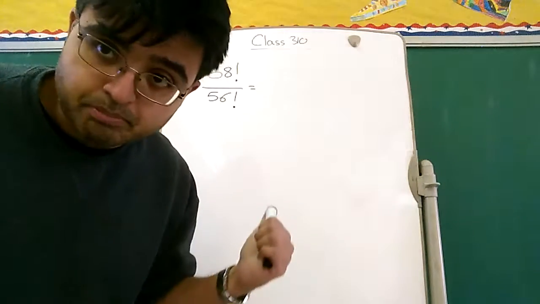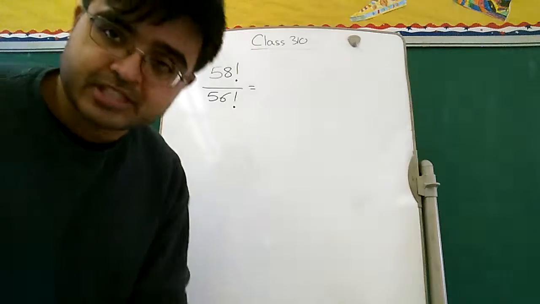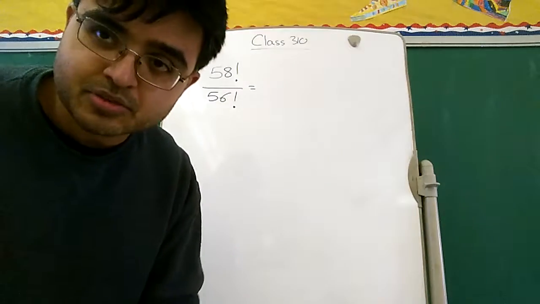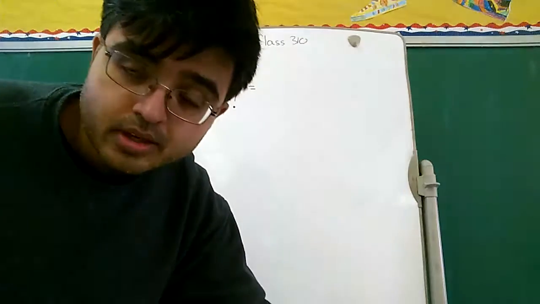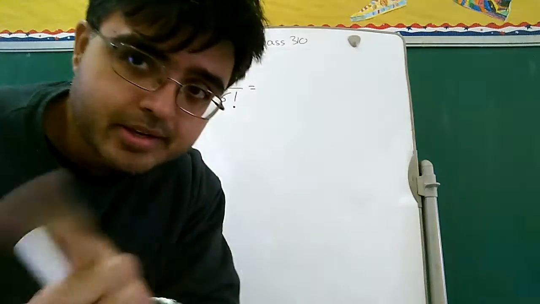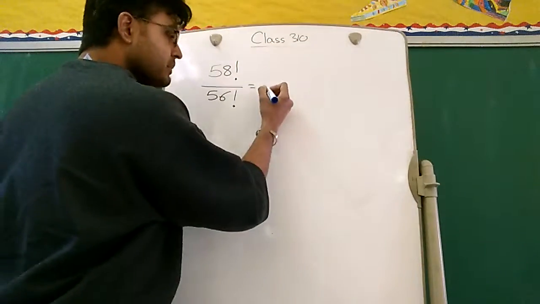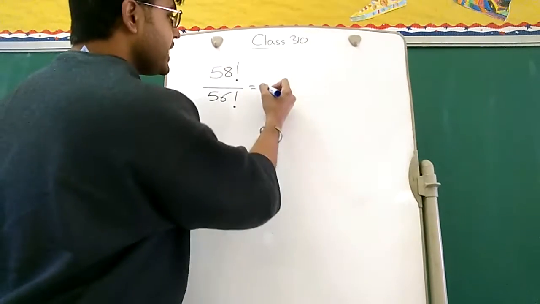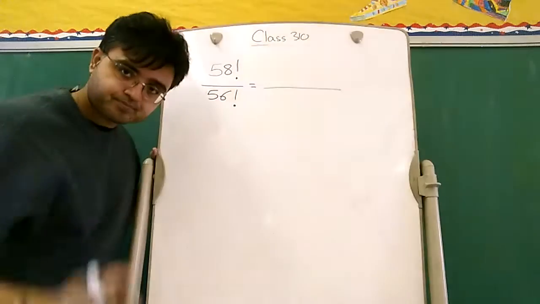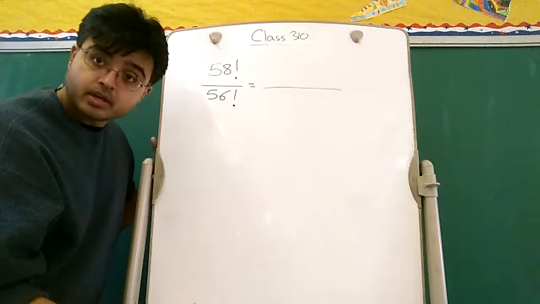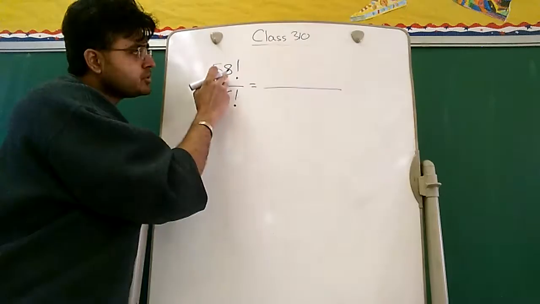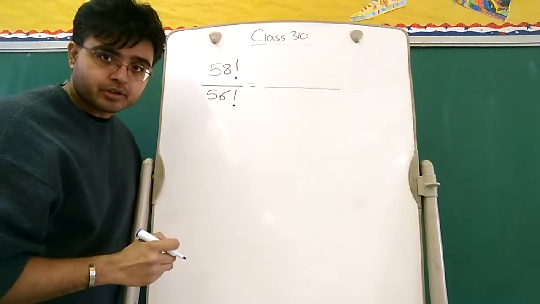Now, these are big numbers. We can't do 58 times 57 times 56 all the way down. It's going to take forever. Let us use a shortcut technique. Check it out. First thing I'm going to do is draw a dividing line. Step number one. Now, I'm going to do 58 factorial.